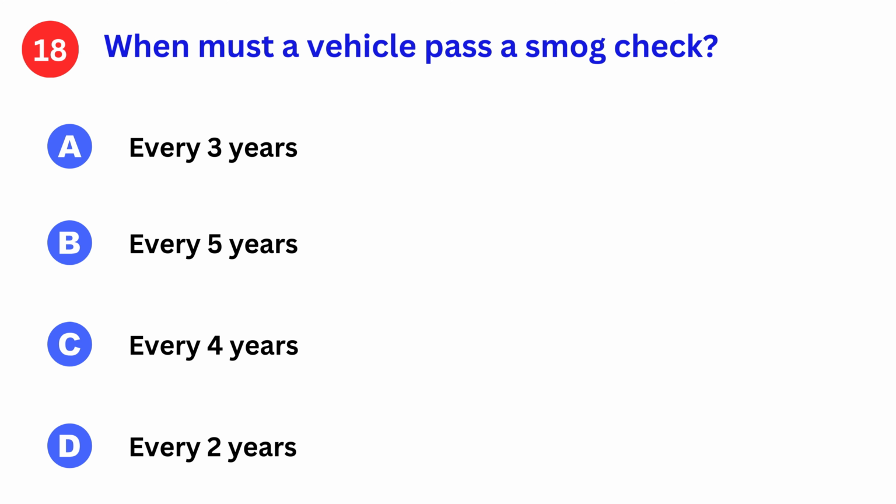When must a vehicle pass a smog check? Option A. Every 3 years. Option B. Every 5 years. Option C. Every 4 years. Option D. Every 2 years.